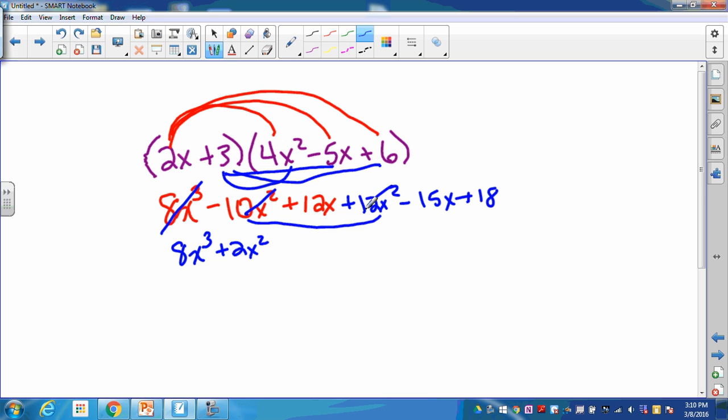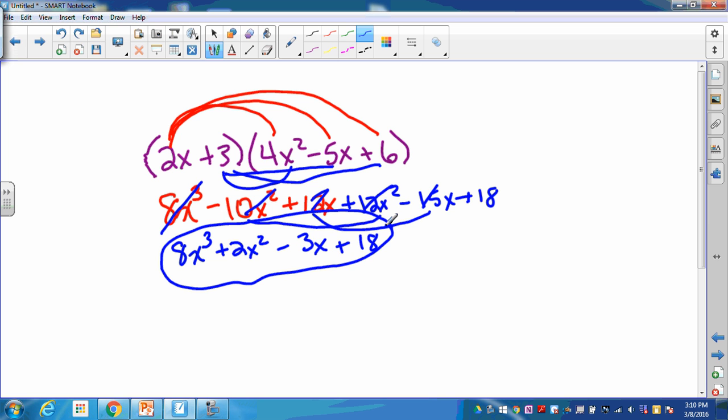Get rid of those. Then I have a 12x and a negative 15x. I can combine those. They're like terms. Mark them out. I'm done. And I'm just left with poor little old plus 18. They're already in descending order based off of their exponents. And I'm done.